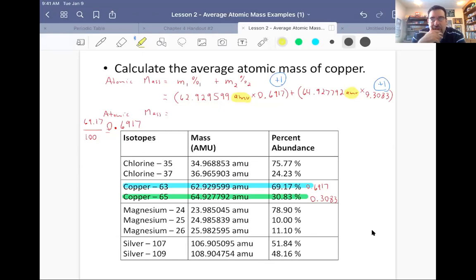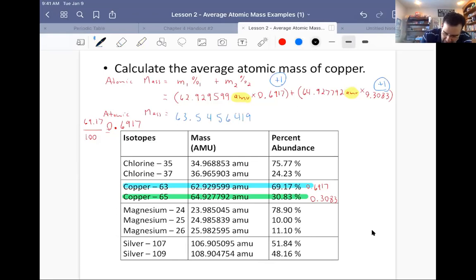Okay. So as you guys are finishing up, I'm going to go ahead and finish up, right? So if I look at my calculator, I've got this big messy thing. It says 63.5456419, right? And so we want to express this with the correct number of significant figures, right?